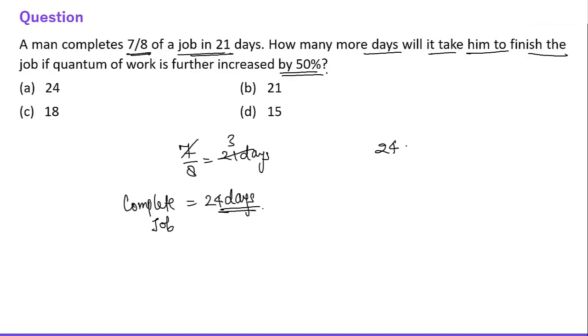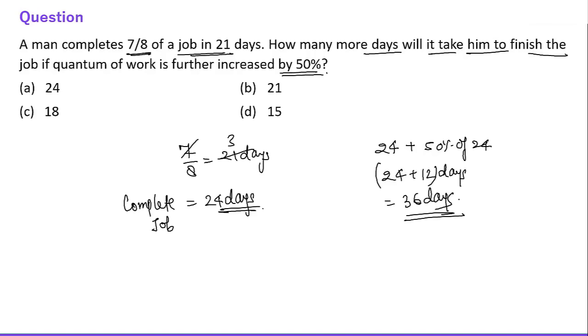So 24. So half of 24. So 50% of 24 will be 12. Right. So 24 plus 12, total he will be doing the job in 36 days. Right. And he has done already 21 days, right? So 36 minus 21, he will be finishing the job in 15 days. Right, everyone? 15 days is the correct choice. D option is the right choice. Okay, fine. All right. Now let's move to the other question.